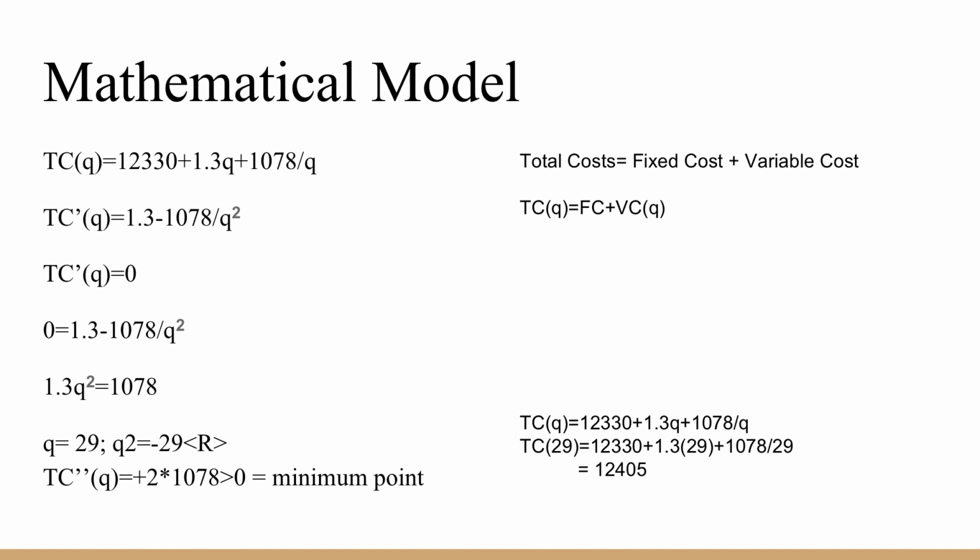First, let's differentiate the total cost function, which is TC'(Q). It'll be 1.3 minus 1,078 over Q squared. When the first derivative of the total cost function equals 0, when we solve it, Q would be 29 or minus 29. But due to our assumptions, we can reject Q equals minus 29. When we plug in Q equals 29 into the total cost function, we'll find that it'll be equal to 12,405.